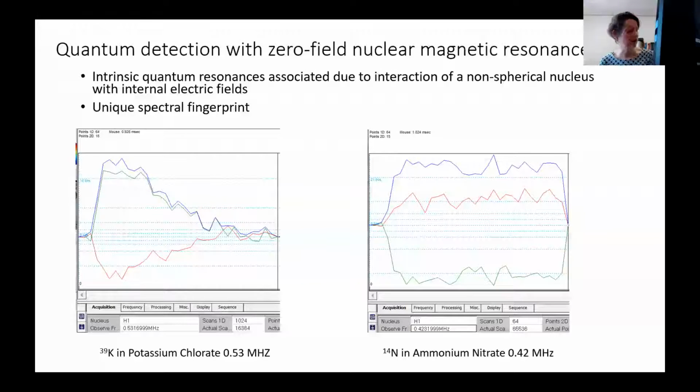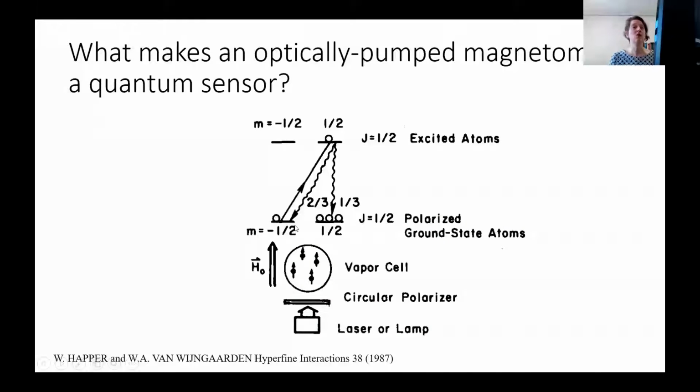Professor Cressman was talking a lot about specificity, and that really shows the specificity of these quantum resonances. Again, this is the quantum detection part, of what we're actually detecting. I want to talk to you a little bit about the quantum sensor part of it. So what makes an optically pumped magnetometer a quantum sensor?